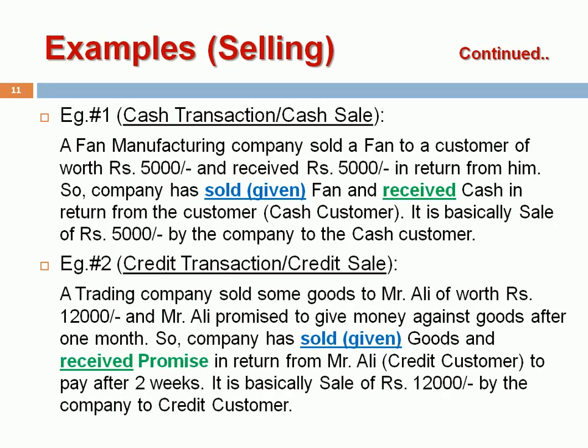A trading company sold some goods to Mr. Ali worth rupees 12,000 and Mr. Ali promised to give money against goods after 1 month. So the company has sold goods and received a promise in return from Mr. Ali, who is its credit customer, to pay after 2 weeks. It is basically a sale of rupees 12,000 by the company to a credit customer. So it is a credit transaction.